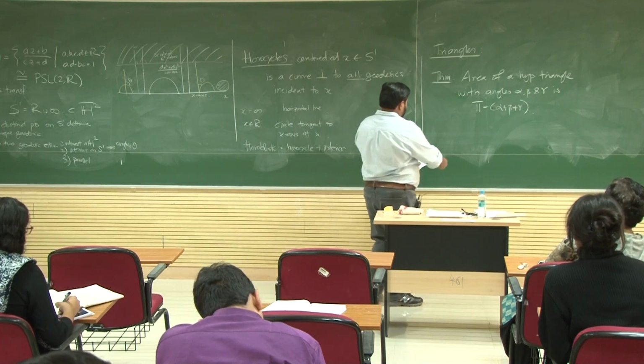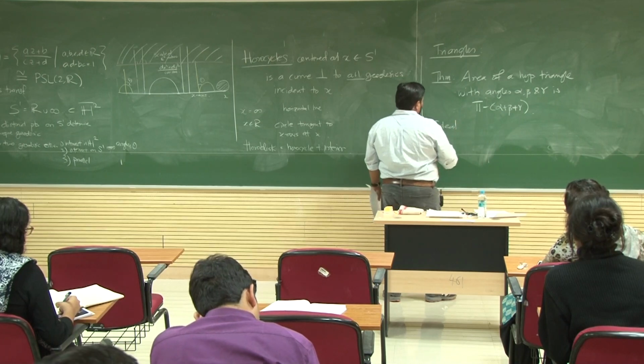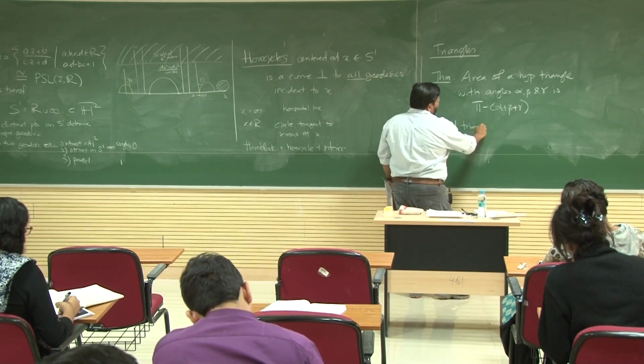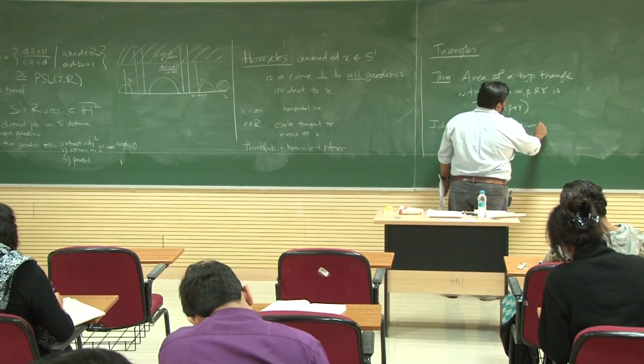So that's one. There is another object called an ideal triangle. An ideal triangle is a triangle with all vertices on S1.